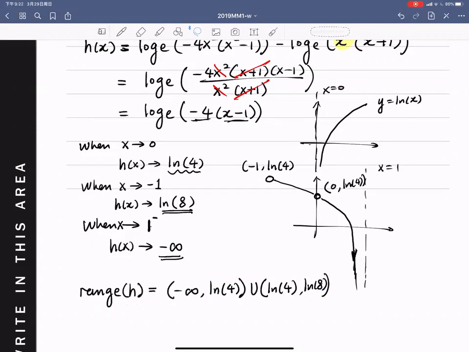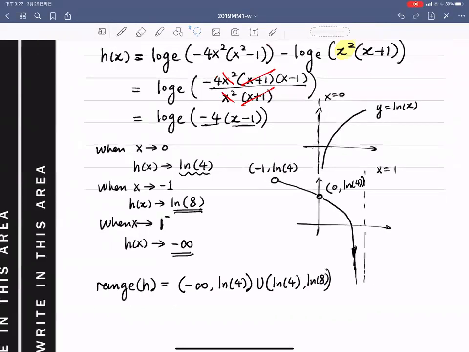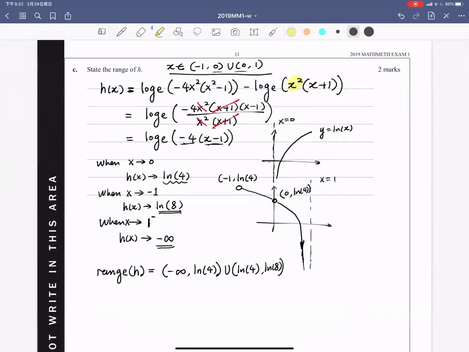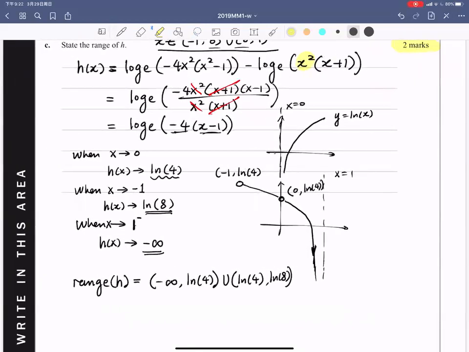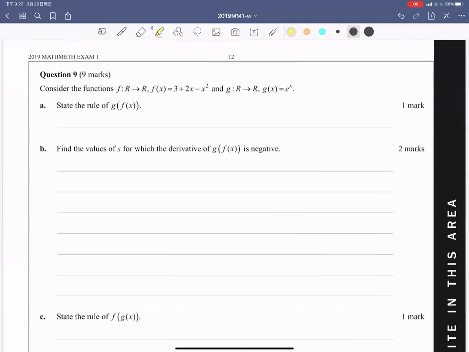All right, should be enough. Oh, look at these bloody 2 marks. Yeah. All right. Anything else?